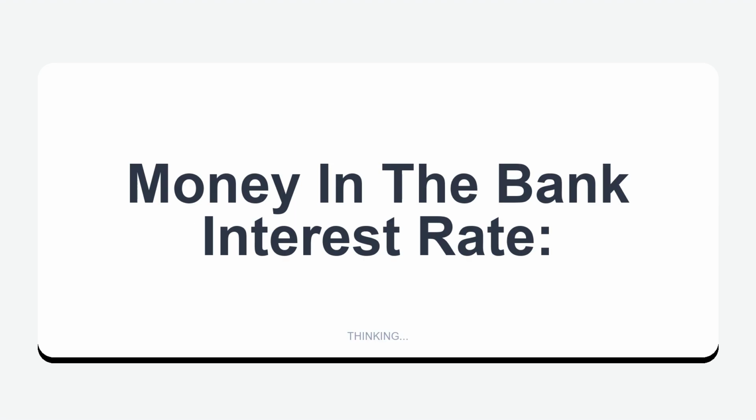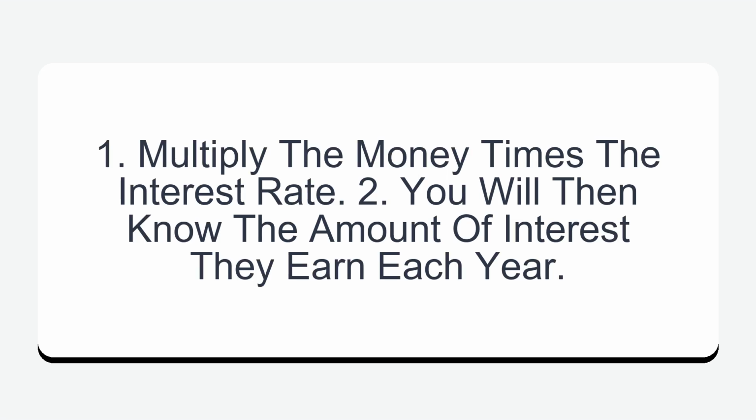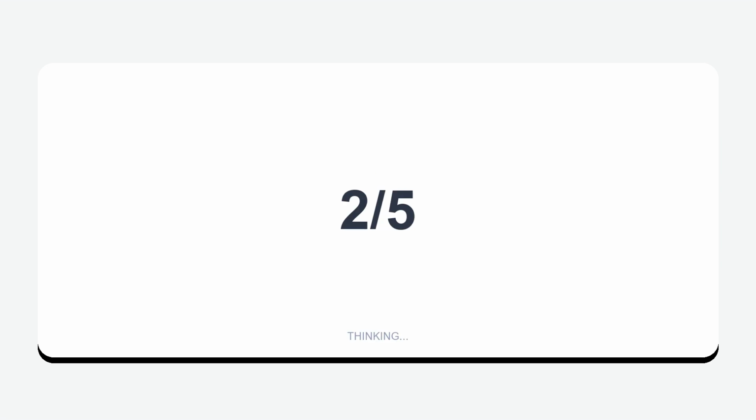Money in the bank, interest rate. 1. Multiply the money times the interest rate. 2. You will then know the amount of interest they earn each year. 2/5 is 40%.